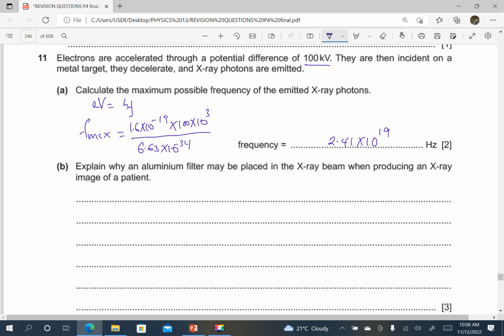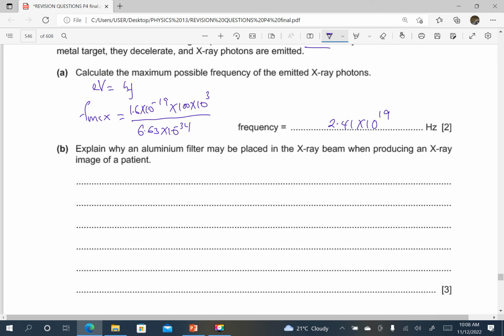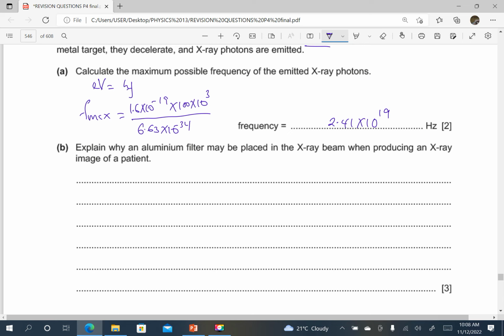Explain why an aluminium filter may be placed in the X-ray beam when producing an X-ray image. So this is now a common question. We now know that the X-ray beam contains many wavelengths, a range of wavelengths. So an X-ray beam contains many wavelengths.